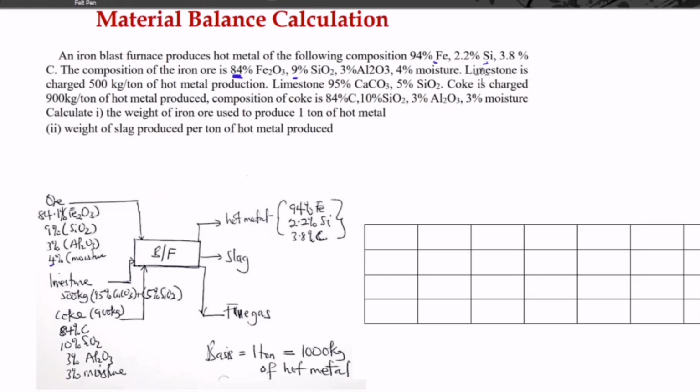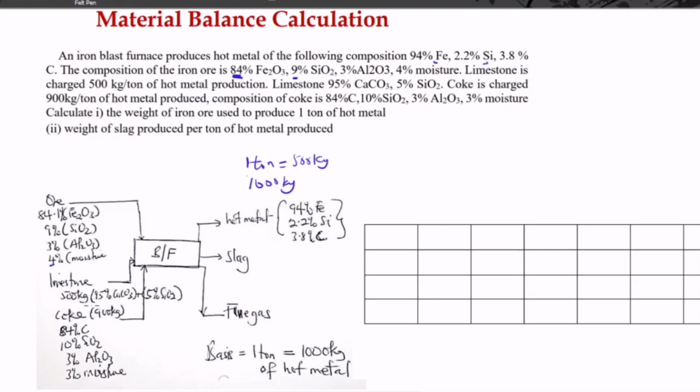Then we go back to the limestone, right? And the limestone is charged 500 kilogram per ton. So for every 1 ton, we need to add 500 kilogram of limestone, and 1 ton is 1,000 kilogram. So for every 1,000 kilogram of hot metal produced, we need to add 500 kilogram of limestone. So we go to limestone, we have that it contains 95% of calcium carbonate, and it has 5% of silica, and the mass of it is 500 kilogram.